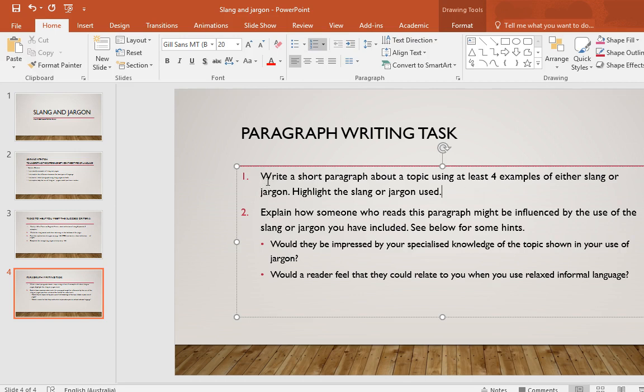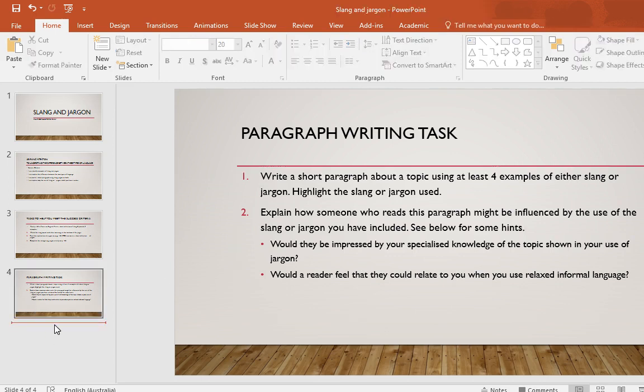So, after you have written a short paragraph about a topic, using at least 4 examples of either slang or jargon, you need to explain how someone who reads this paragraph might be influenced by the use of slang or jargon that you have included. See below for some hints. Would they be impressed by your specialised knowledge of the topic shown in your use of the jargon? Would the reader feel that they could relate to you when you use relaxed and informal language?